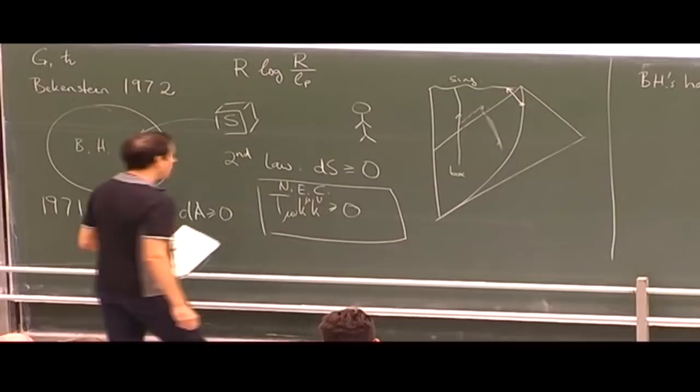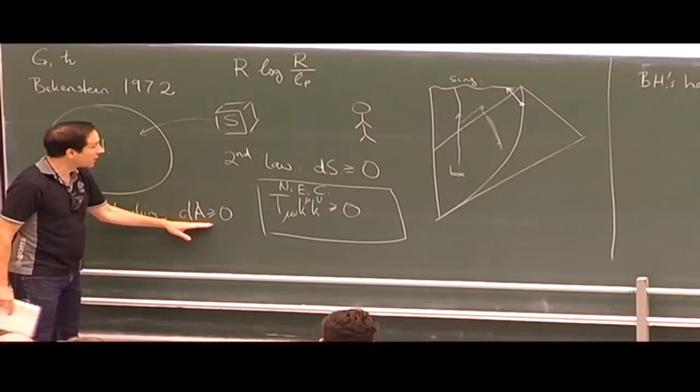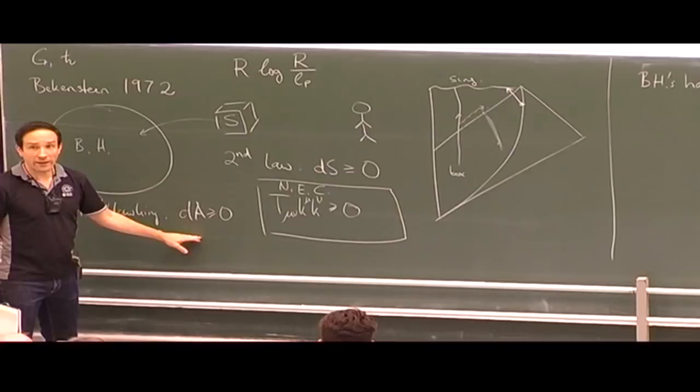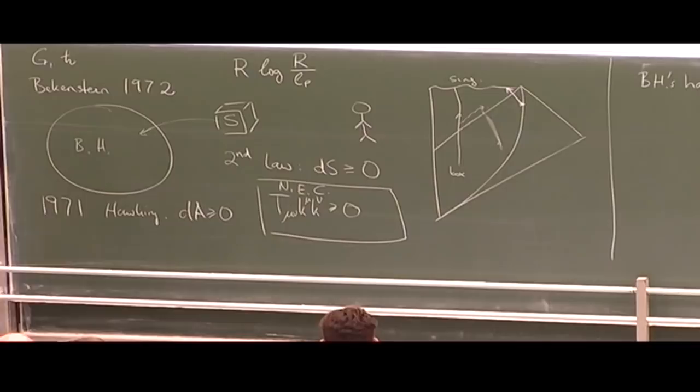So this was Bekenstein's inspiration to say, well, why don't we just say that black holes have an entropy proportional to their area, since the area already has this sort of entropy-like behavior built into it. Could have been some positive power of the area or some other monotonic function of the area, but that was the simplest guess.